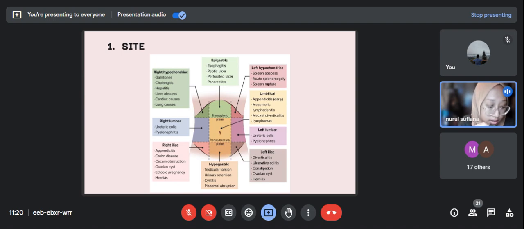So next slide. Okay, so the first component of the SOCRATES is the site or location of the pain. The location of the abdominal pain helps narrow the differential diagnosis as different pain syndromes typically have different characteristic locations. The abdomen has 9 regions. This has been presented by Hakim. If the pain is caused by liver or biliary, it will be located at the right upper quadrant, and if the pain is at the epigastric, it could be esophagitis, peptic ulcer, and pancreatitis. You can read the slide. Next slide.